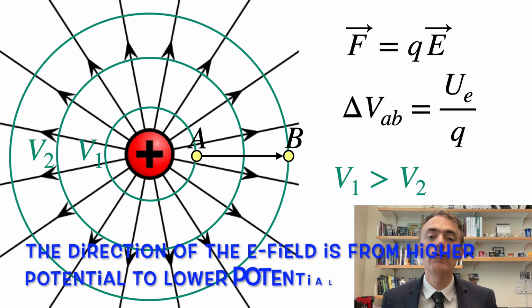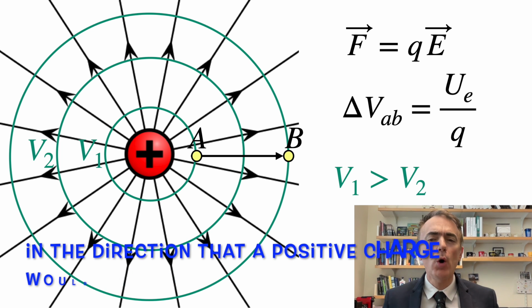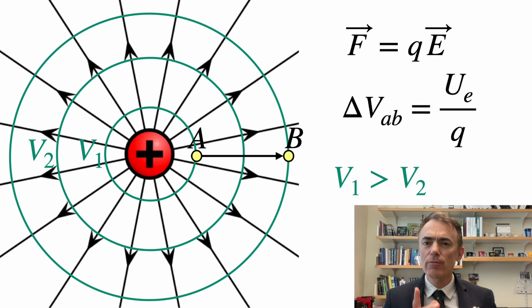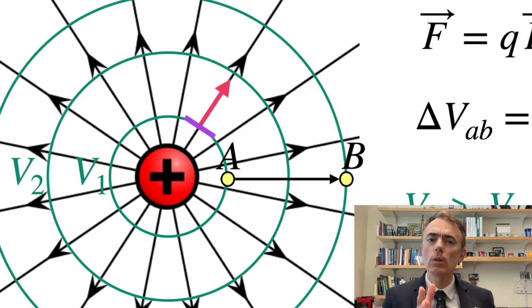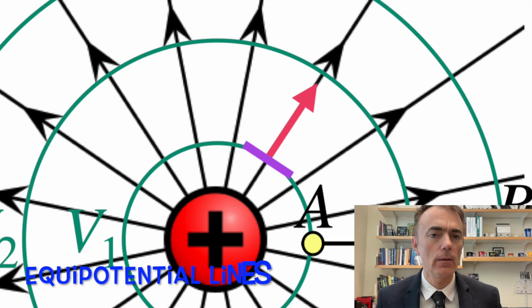Now, here's something to remember. The direction of the electric field is always from regions of high potential to lower potential. The field points in the direction a positive charge would naturally move. And remember, electric field lines are always perpendicular to lines of constant potential, also known as equipotential lines.